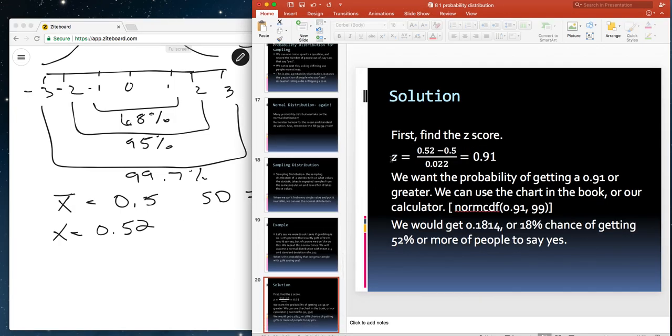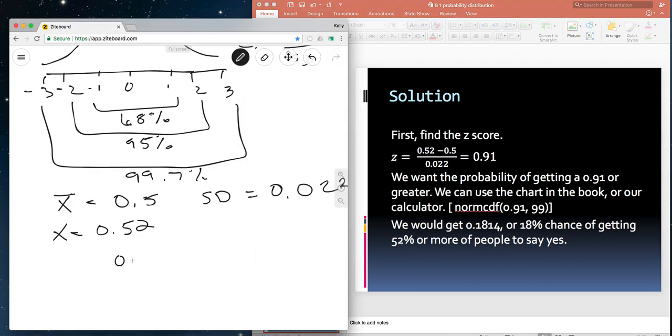Alright, so if you remember, calculating a z-score is x minus x bar, so we do the 0.52 minus the 0.5, all divided by the 0.022, and I went ahead and calculated that for us at 0.91. And what we're trying to do is find the probability that you get 52% or higher, really.